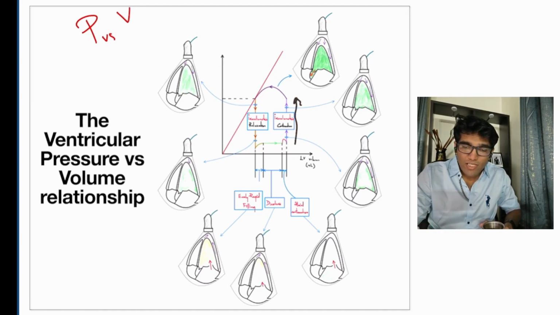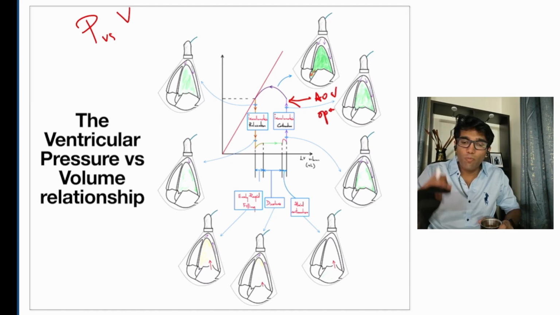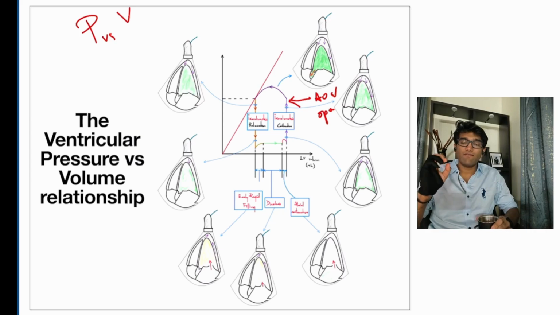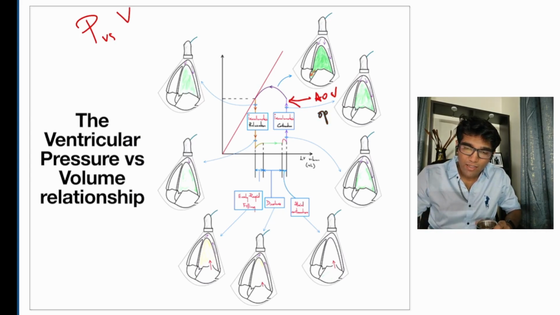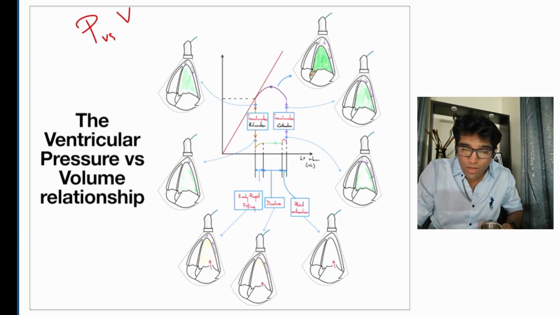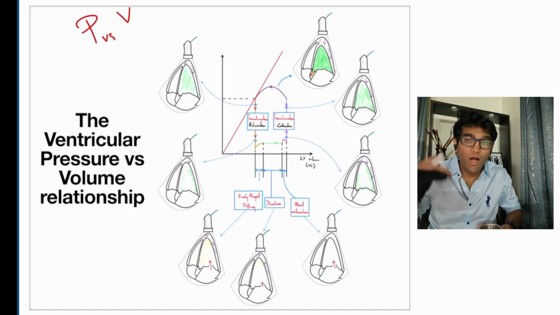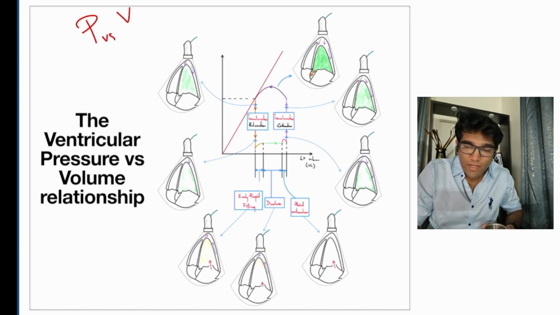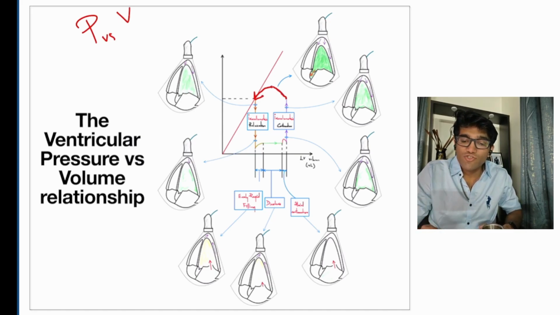Eventually a state is reached where the aortic valve opens, and this opening of the aortic valve initiates ejection. The blood moves into the aorta. Now the blood is moving out of the ventricle, so the volume of the ventricle falls. The pressure increases to a peak, and then the volume falls. So this is your systole.